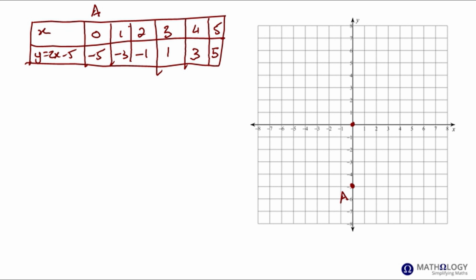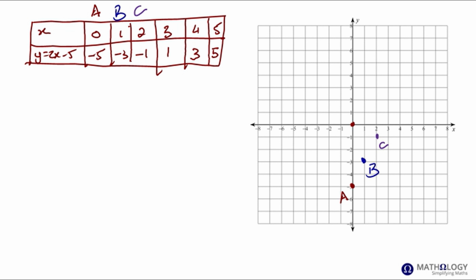The next point, x equals 1. So we go to 1 on the x-axis, and then we have to move down to minus 3 on the y-axis. So we start at 1, and we go down to minus 3. And that's point B. The next point is 2, minus 1. So 2 on the x-axis, and then down to minus 1. That's point C.